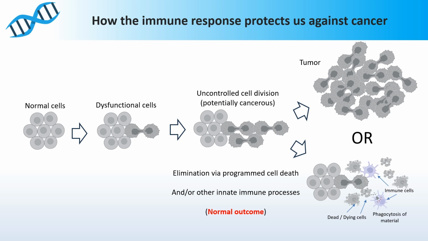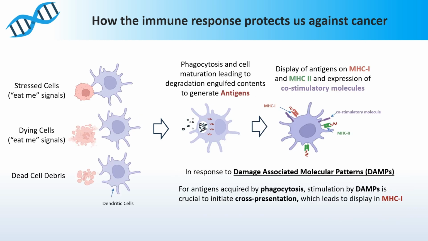So, like any unhealthy cell, cancer cells can exhibit signs of stress and damage. Immune cells recognize these injured, stressed, or dying cells as they display what are referred to as eat me signals on the outside. And this is what leads to phagocytosis. And they can also engulf cell debris from dead cancer cells that may have died due to stress, maybe rather than programmed cell death.